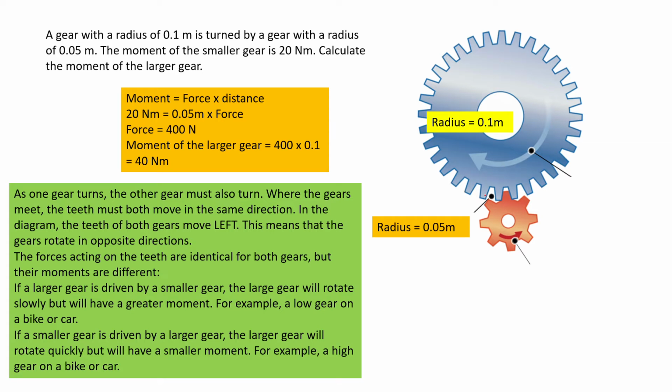Okay, so the forces acting on the teeth are identical for both gears, but their moments are different. If a larger gear is driven by a smaller gear, the large gear will rotate slowly but will have a greater moment. For example, a low gear on a bike or car. If a smaller gear is driven by a larger gear, it will rotate quickly but will have a smaller moment. For example, a high gear on a bike or a car.